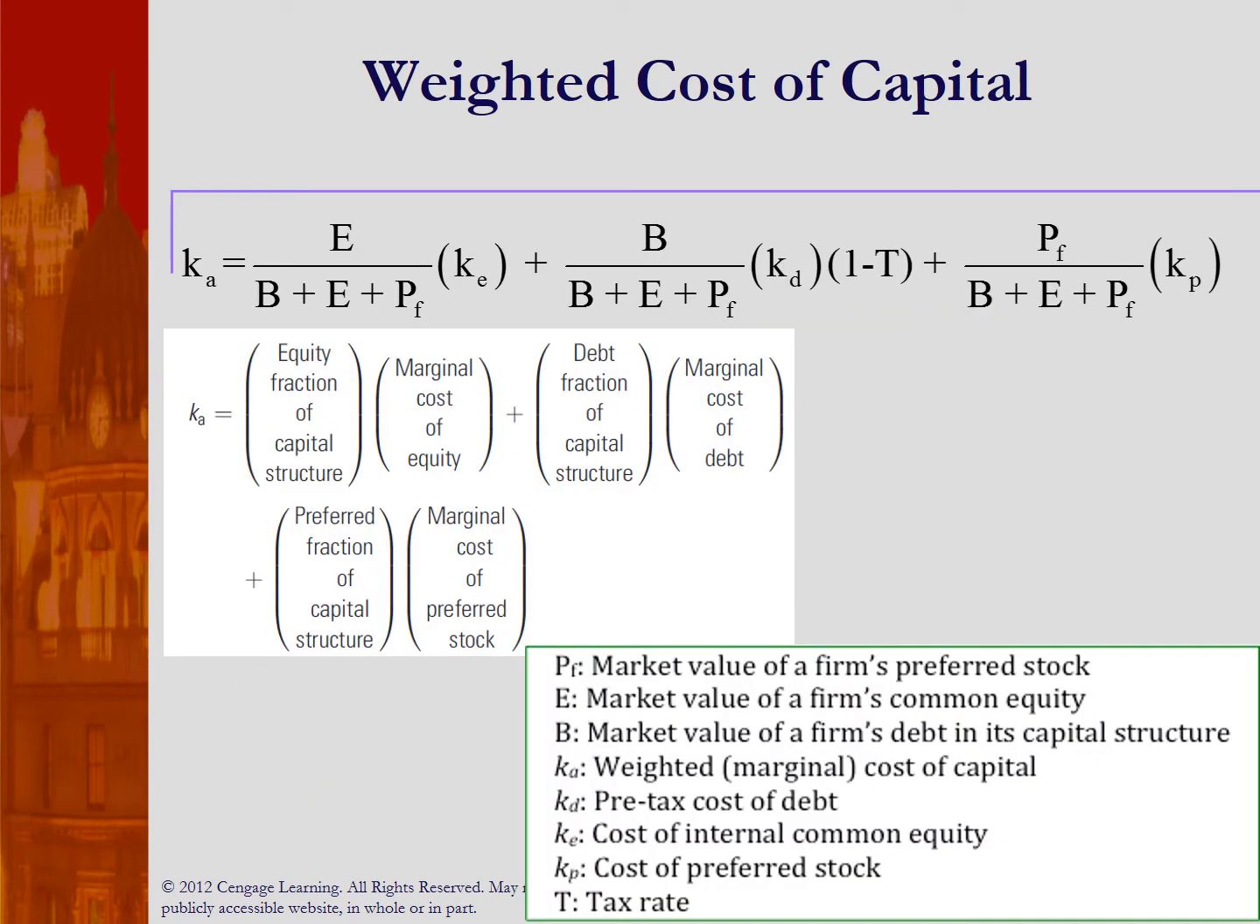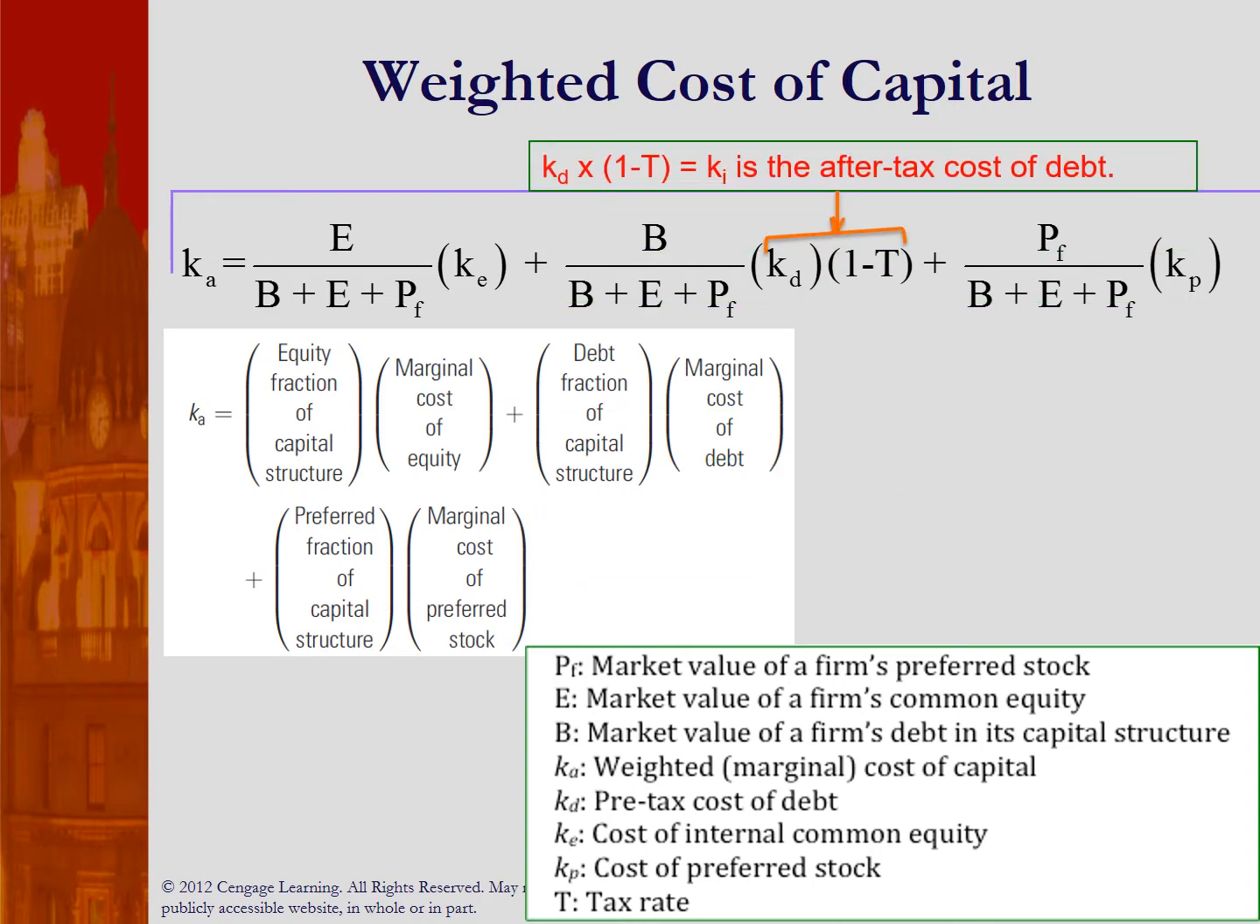This slide provides detailed information for the weighted cost of capital formula. Now, the product of the pre-tax cost of debt and 1 minus tax rate is known as the after-tax cost of debt. The interest paid is a tax-deductible expense from a firm's taxable income, so we have to consider the cost of debt on the after-tax basis.